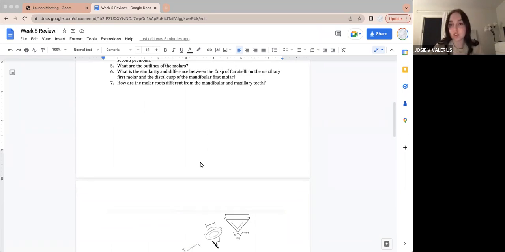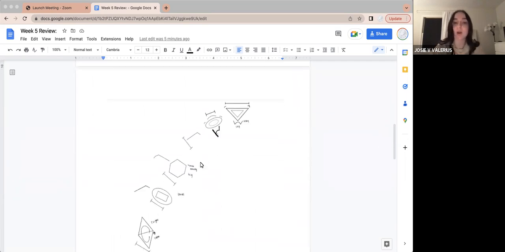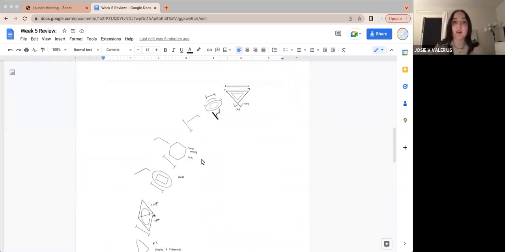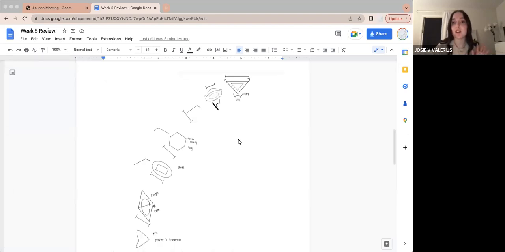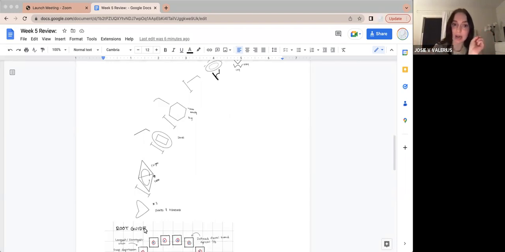So I'm going to scroll down and show you the way that I study tooth anatomy. So I like to make drawings. So these are the maxillary teeth. Starting at the top, those triangles, that's the maxillary central incisor, and then the heart is the second molar. So when I refer to my drawings, this is what I mean.